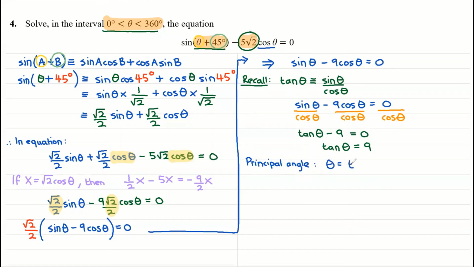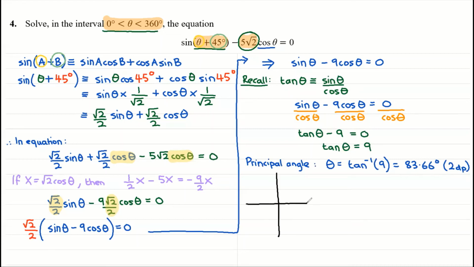So we do the inverse tan of 9, which won't be a particularly nice answer. I'll just do this on my calculator. You can use your calculator for this. I won't do it on the board. So that's going to be 83.66 degrees. That's to 2 decimal places for now. And on the cast diagram, we just draw that.